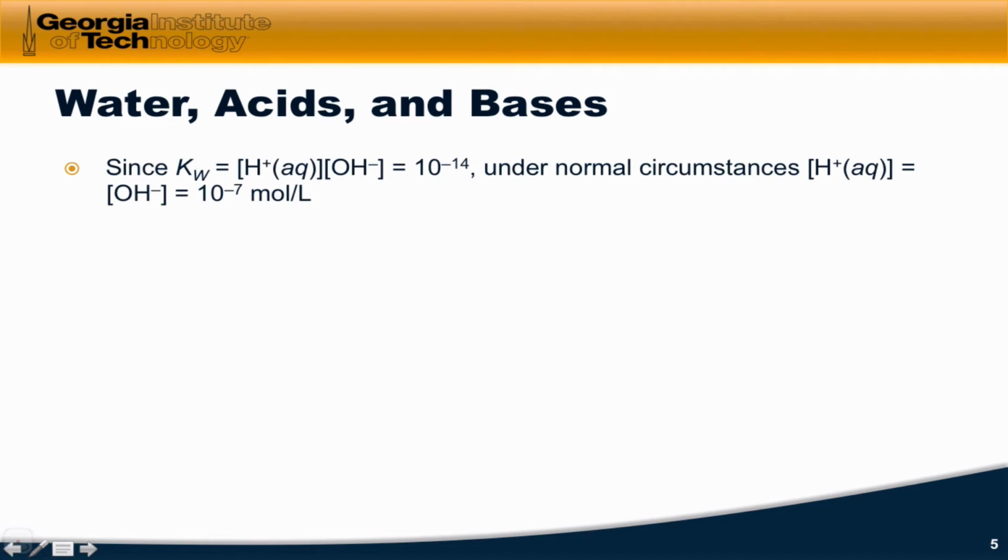Since Kw is equal to the product of the concentrations of hydronium and hydroxide, under normal circumstances, the two concentrations are equal, and they're both equal to 10 to the negative 7 moles per liter. This is for two reasons. In neutral water, it must be the case that the two concentrations are equal to one another, since all of the hydronium and all of the hydroxide are coming from the self-ionization of water, and the two must both be equal to 10 to the negative 7 moles per liter, so that the equilibrium expression is equal to 10 to the negative 14, the value of Kw at 25 degrees C.